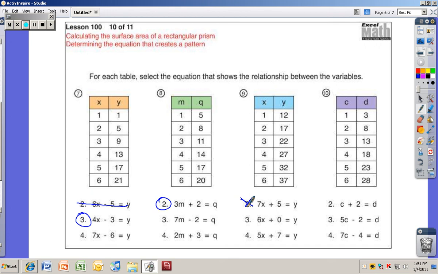Okay, if you put a 1 here, with number 3, it equals 6 plus 0 equals y, which doesn't add up because it's supposed to equal 12, not 6. Okay. And then for the fourth one, if you put the 1 in, it equals 5 plus 7, which equals 12, so it works for the first one. And then 5 times 2 equals 10 plus 7 for the second one, which equals 17. So far it works, so the answer is... So it's got to be the one on the left, right?